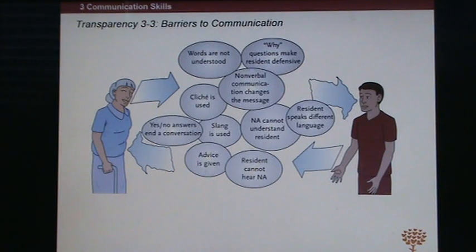Never give an advice. Don't say, oh, I use this particular medication or I use this method of treatment and it worked for me. You're not a doctor. Let the resident's doctor handle the resident's medical condition.